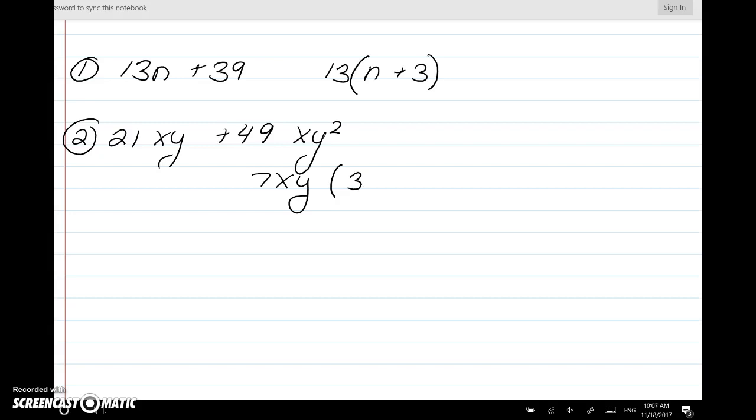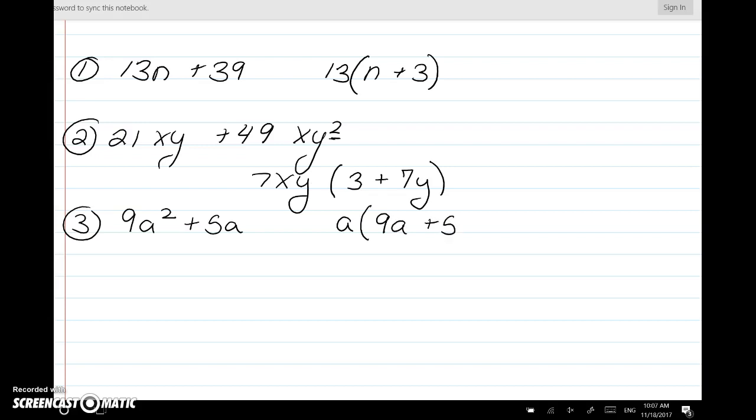So my first term, all that's left is 3. My second term, I'm left with 7y. Because I have 2 y's here. I pulled one out, I have to keep the last one in. Number 3 is going to be 9a squared plus 5a. When the box appears, put your answer in. The only term they have in common is a. So 9a plus 5 is my answer.